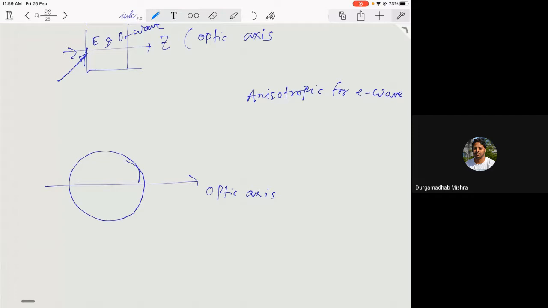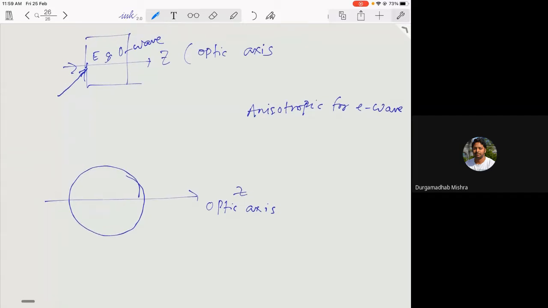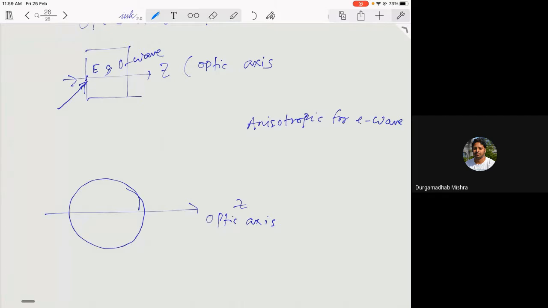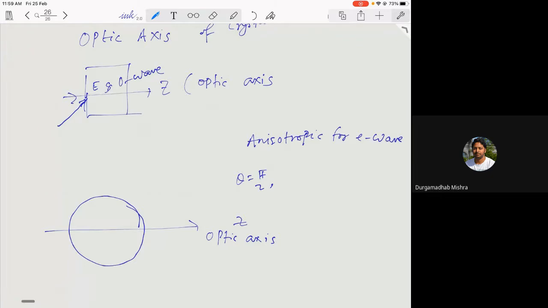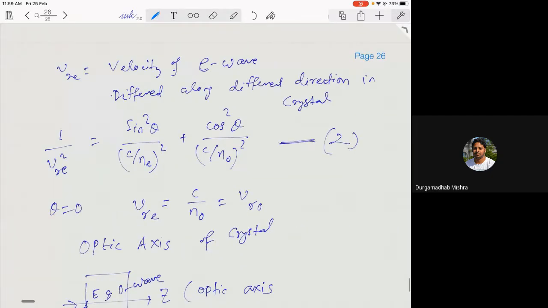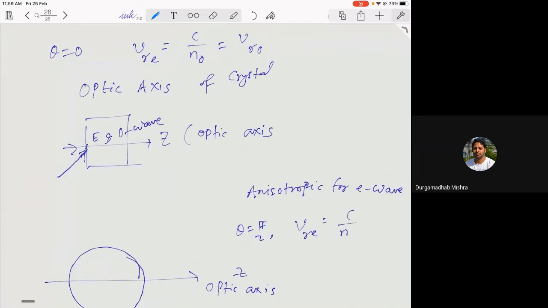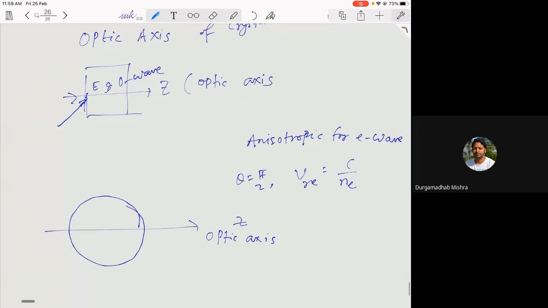So this is what the velocity profile would look like. This is, let's say, the Z axis. Now, what would be the velocity profile for the E wave? That depends on the relation between Ne and No. Let's say theta is equal to pi by 2. In that case, going back to this equation, the second term will vanish. You will only have the first term, and VRE would be equal to c by Ne. Now you have two possibilities, since you don't know the value of Ne, the refractive index of the extraordinary wave.